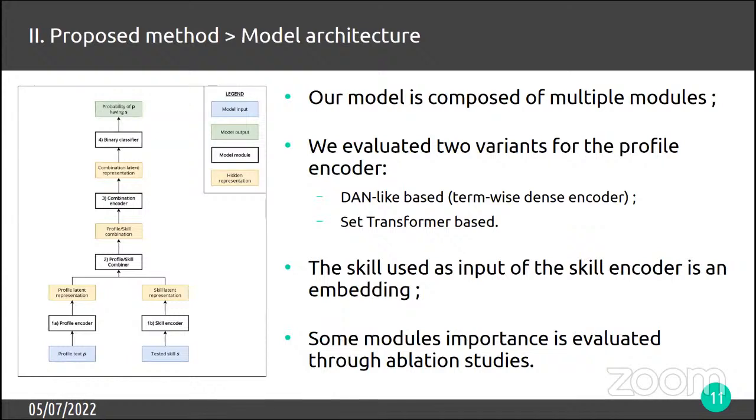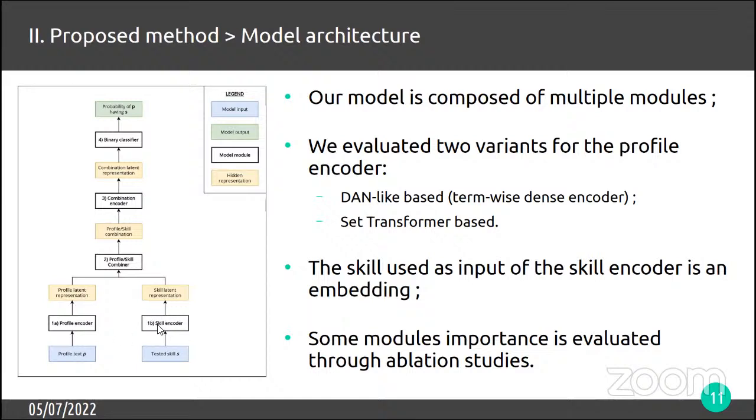Okay, so let's dig deeper into our proposal. You can see the whole architecture of the model. As I told you, the most important part is the profile encoder, which is a module responsible for producing a latent representation of the profile based on its text represented as a bag of words. So this module has two possible implementations: one based on DAN, the Deep Averaging Network, and one based on the Set Transformer architecture.